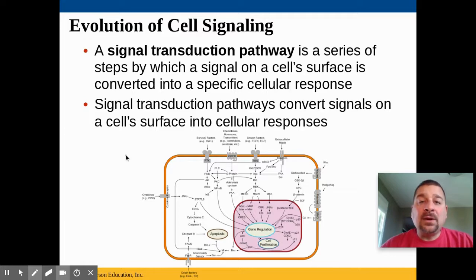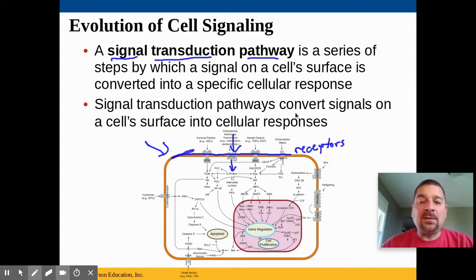Now, how do those chemical messengers actually cause a response? We think there's what we call a signal transduction pathway. That's a series of steps. Here it's a complicated-looking diagram, but you see on the cell surface all these different receptors. When different things, survival factors, hormones, growth factors, are received by different receptors, you can see almost like dominoes.